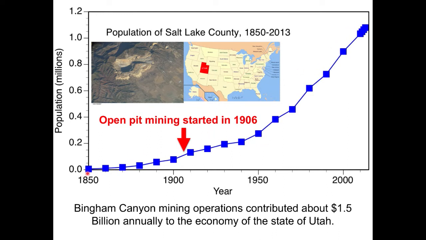And I just want to give you a sense of the immigrant population that moved into the Salt Lake City area. You can see in 1850 it was effectively zero. And notice that population continued to increase. And in 1906, when the mining company first started digging the open pit that we now call the Bingham Canyon mine, you can see that the population continually increased. And today, this one mine, Bingham Canyon, contributes about $1.5 billion annually to the economy of the state of Utah.